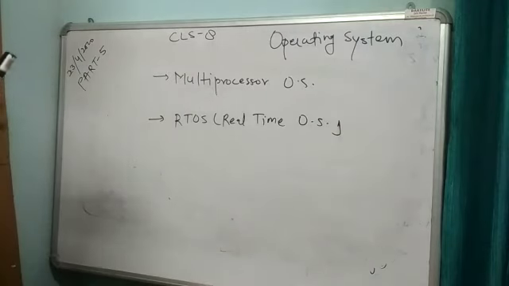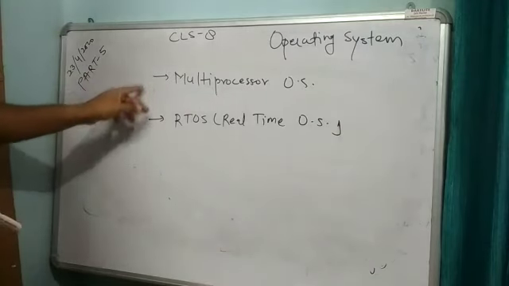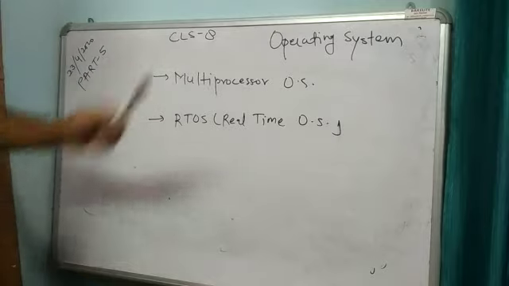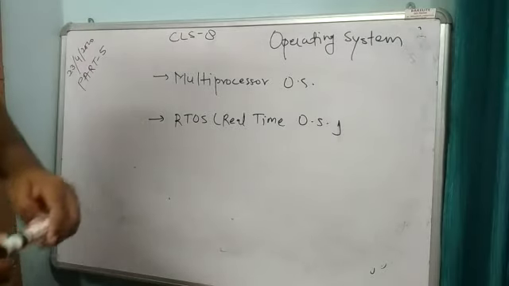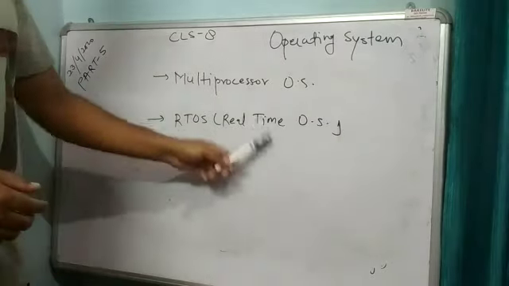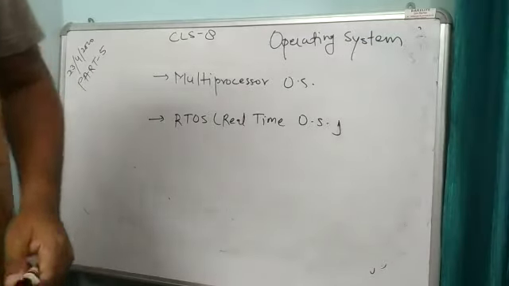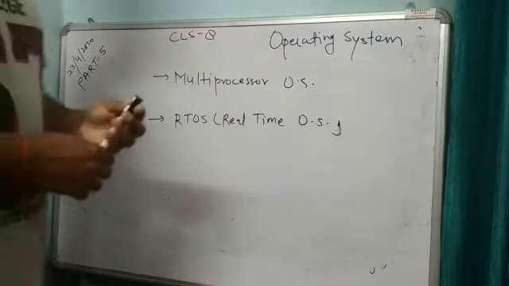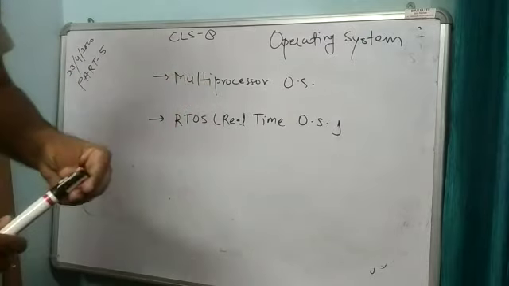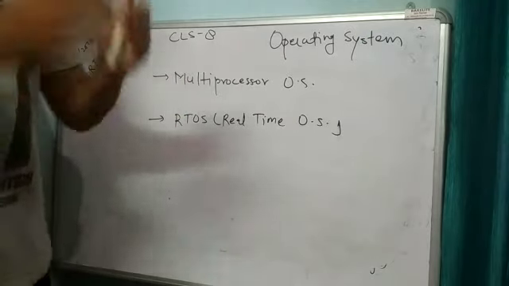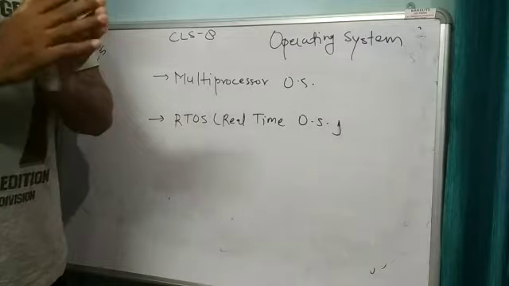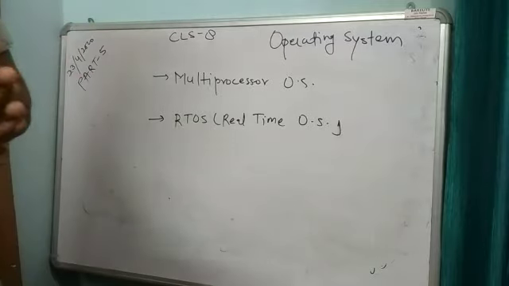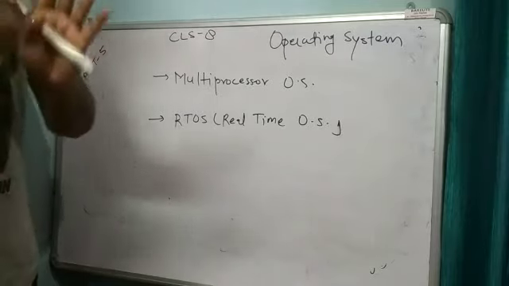Students, today we will be discussing two different types of operating system, that is multi-processor operating system and RTOS, means real time operating system. So let's start with the multi-processor operating system. Student, multiprocessor, as the name suggests, means an operating system which is compatible to run on multiple processors.